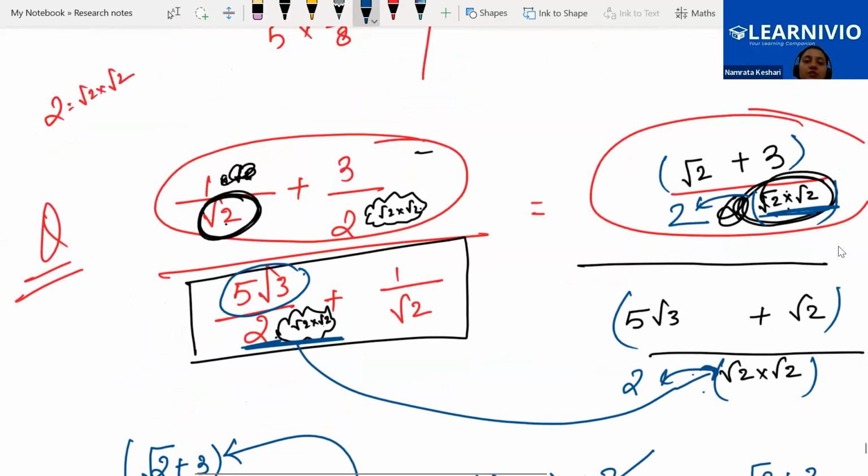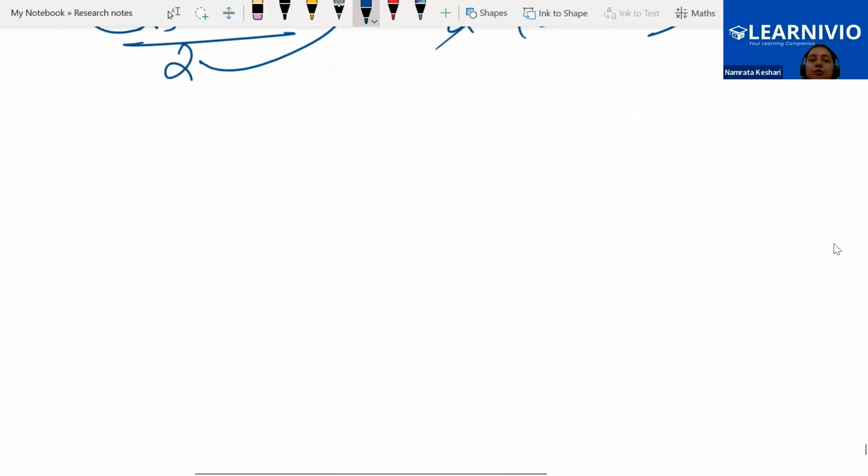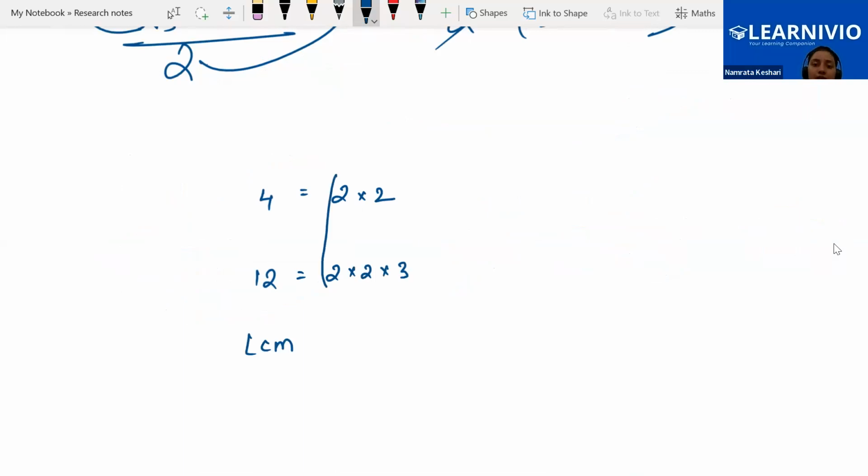We understand 2 means root 2 into root 2, and hence we proceeded. How do we find the LCM? We take the common factor and then we take the extras. When you have to find the LCM of 4 and 12, 4 means 2 into 2, 12 means 2 into 2 into 3. LCM will be first the common factor, and then the extras. And that is the LCM.